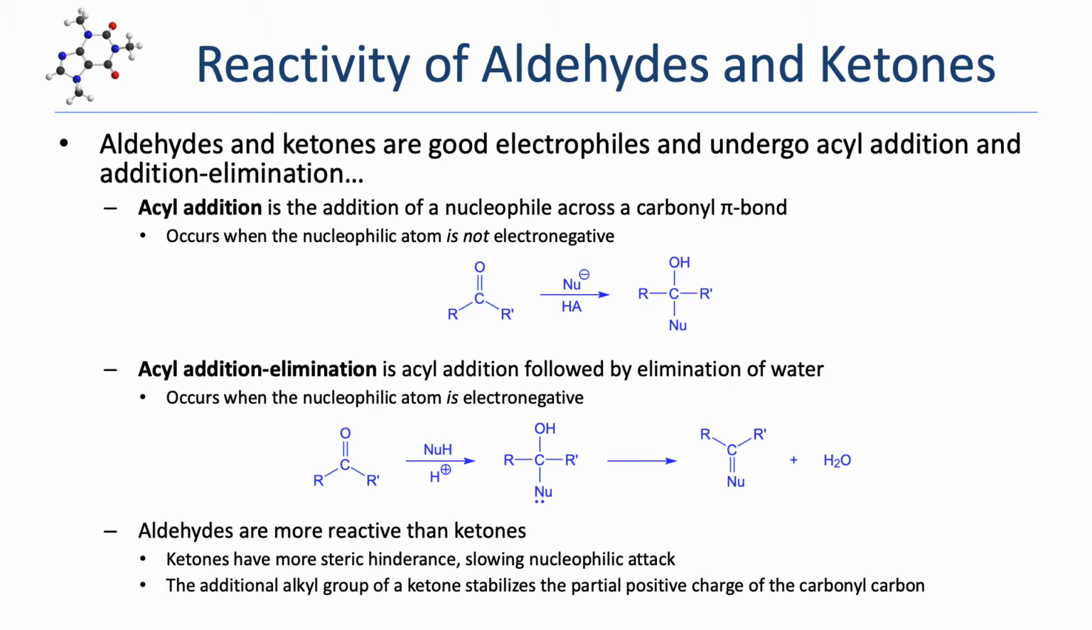The additional alkyl group of a ketone also stabilizes the partial positive charge present on the carbonyl carbon. Alkyl groups simply have more electron density than a hydrogen atom. That extra electron density can be pulled in to stabilize the partial positive charge on the carbonyl, making it less reactive.